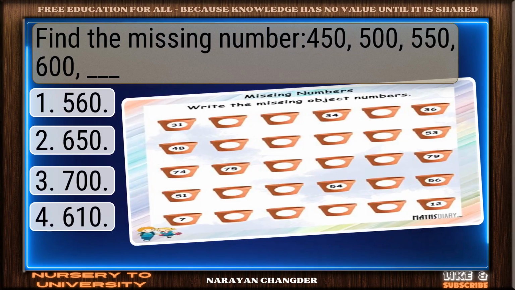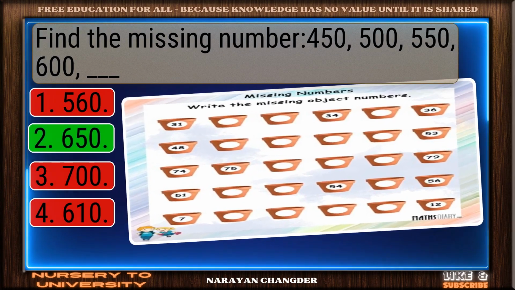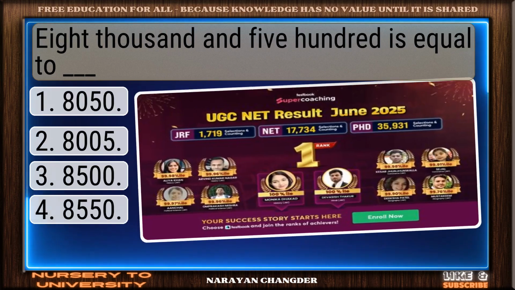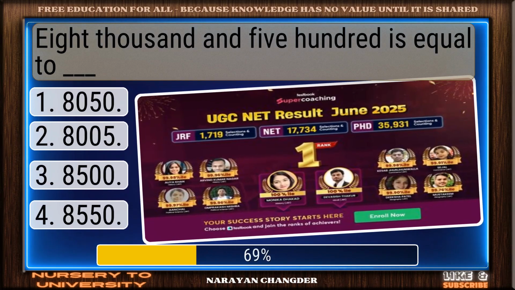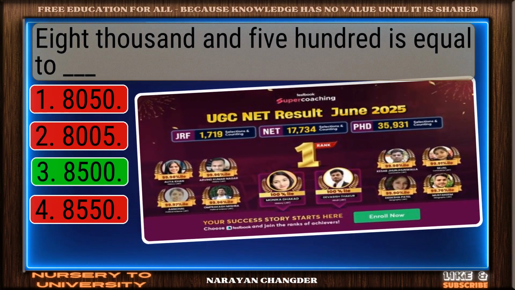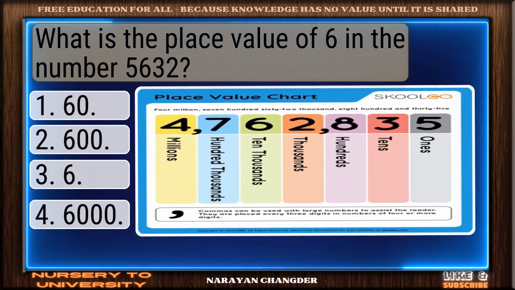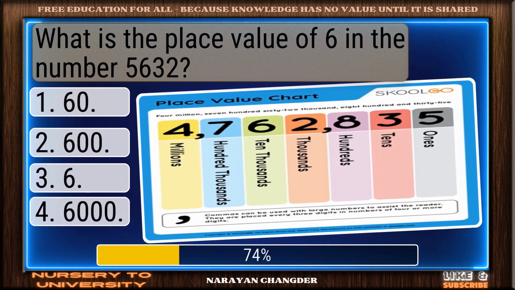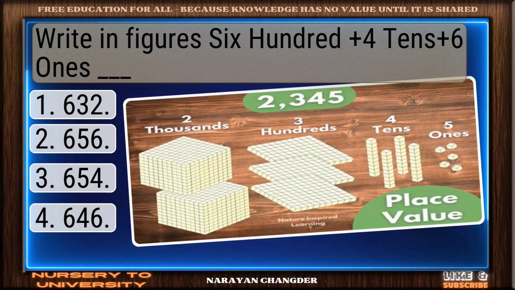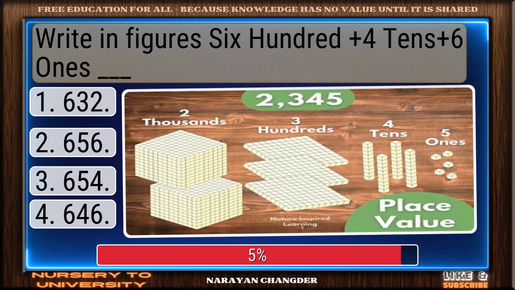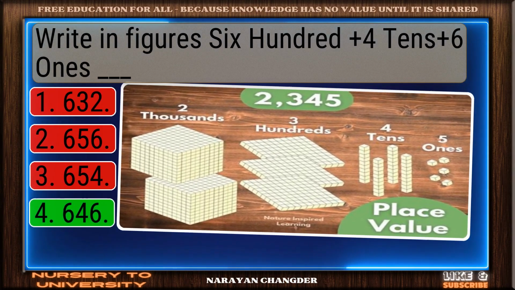Find the missing number: 450, 500, 550, 600, dash. Correct. 650 is the right answer. 8,500 is equal to dash. Exactly. 8,500 makes sense and it is the right choice. What is the place value of 6 in the number 5632? Good thinking. 600 is the right answer. Write in figures 600 plus 4 tens plus 6 ones, dash. Well reasoned. 646 is the correct choice.